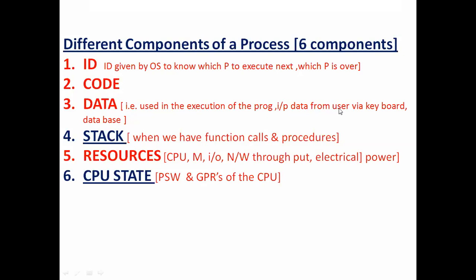Input data from the user, for example, is the input information being given from the user via the keyboard, or the data can also be coming from a database. It is the data used in the execution of a program, including the data from files. That is the data which is inputted for the process.